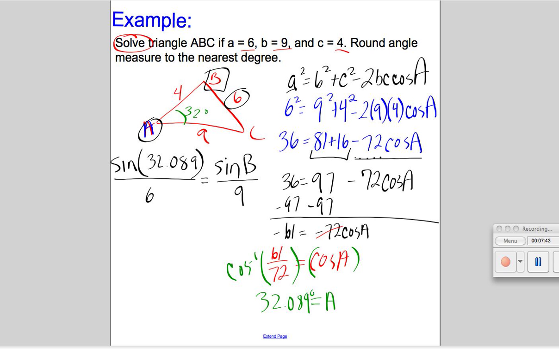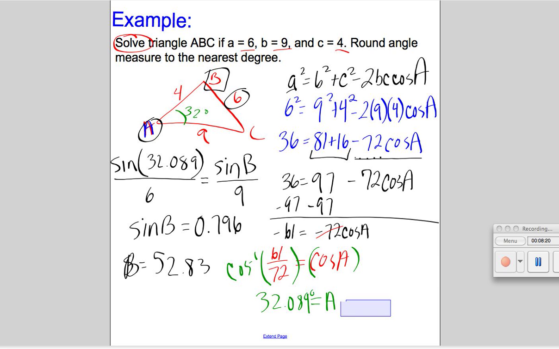And now I'm going to solve for this missing angle. So 9 times the sine of 32.089, and then divided by 6 to get the sine of B equal to 0.796. So I have the sine of B equals 0.796. Now I'm going to ask my calculator who has that sine. And I get B equals 52.83.